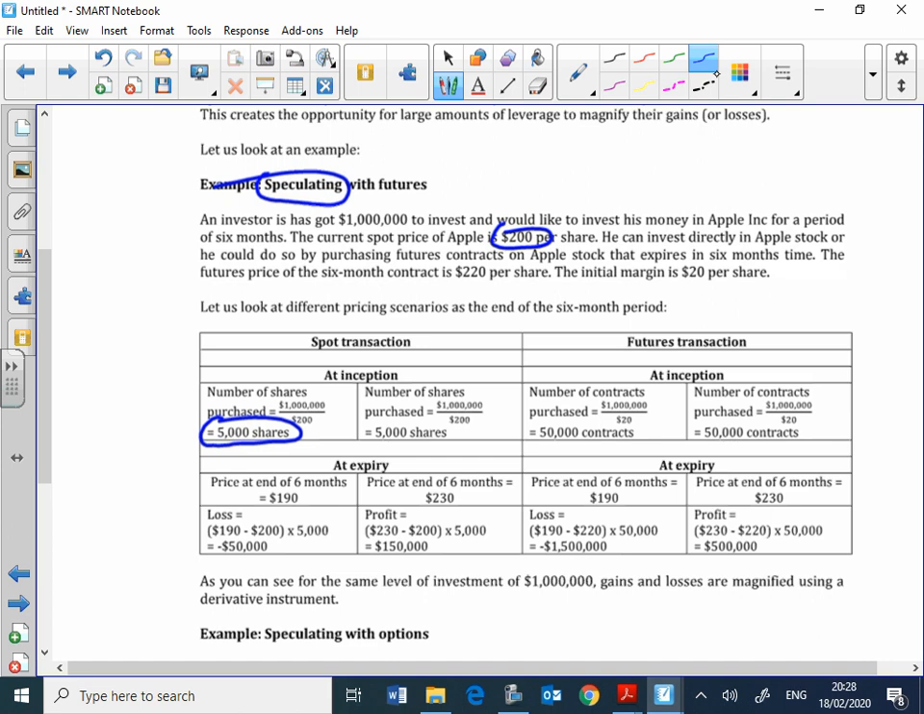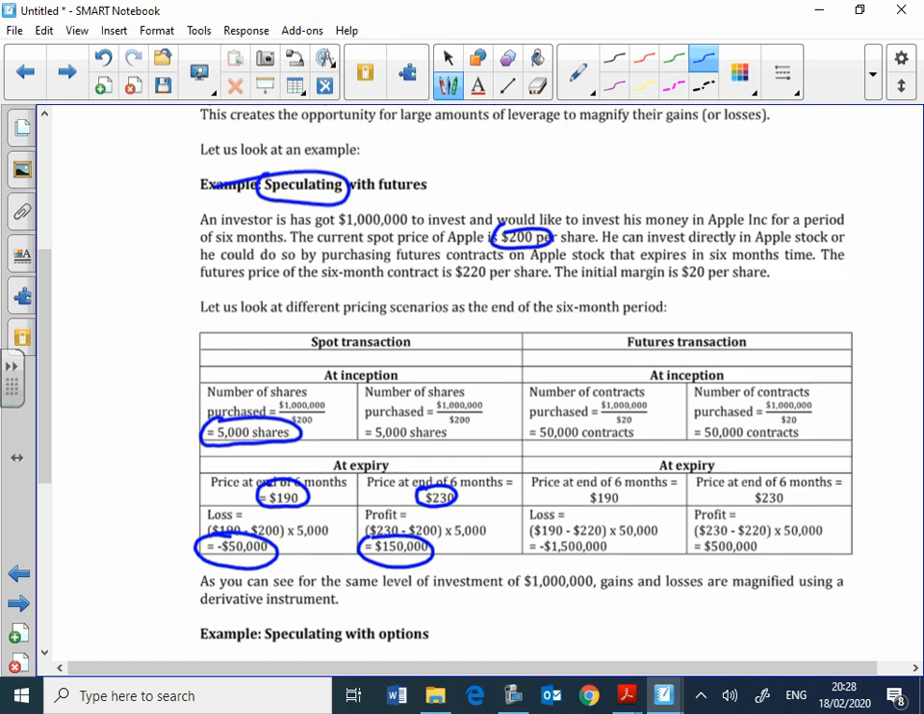Now let's go at the end, guys. At expiry, we look at 2 possible prices. The price might have gone down to 190, you happy? Or it might have gone up to 230. Let's look at the differences. If it goes down to 190, what do I lose? $10 a share. You happy? From the $200 to the 190, I've owned 5,000 shares. I lose $50,000. If it goes from 200 to 230, I make $30 a share, times 5,000, I make 150. Everyone comfortable with that? Those are easy calcs.